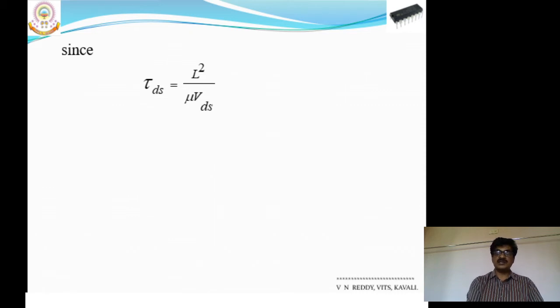Now substitute this tau DS in the above equation. Therefore, the changing current IDS is equal to dou Q times mu VDS divided by L square.